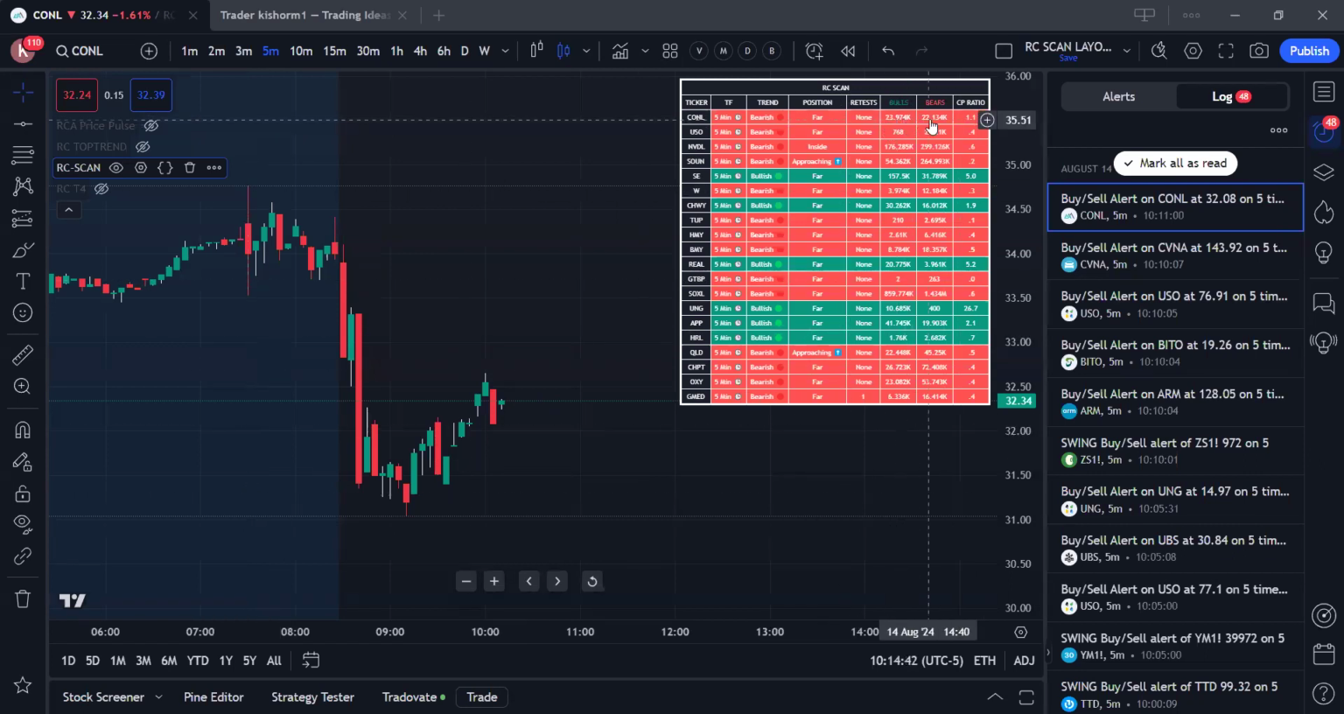This shows that bulls and bears are nearly equal. 23,000 bulls, 22,000 bears. So there is no proper setup, right? It can be choppy. So better we ignore it, right?